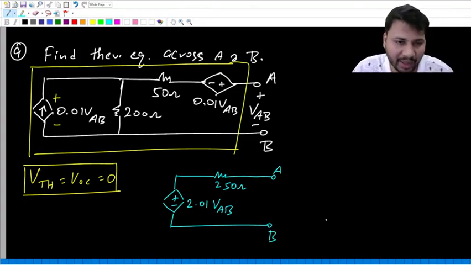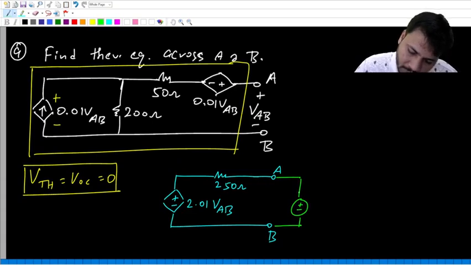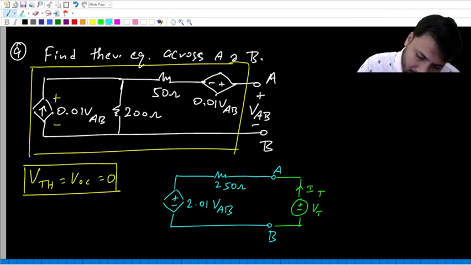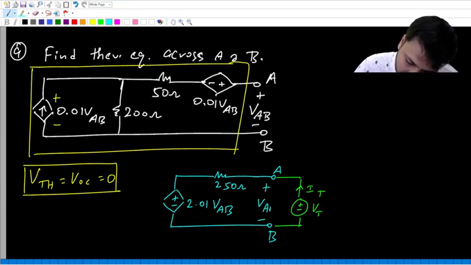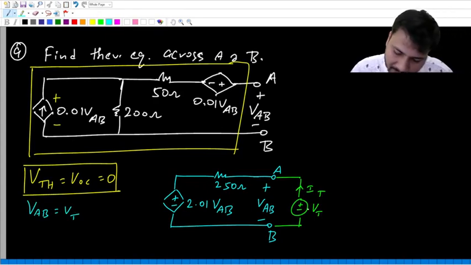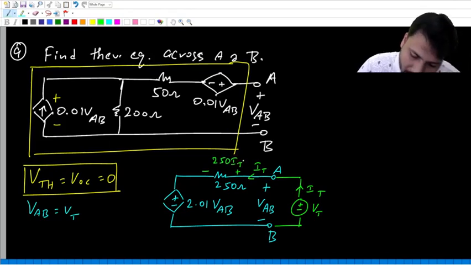connected between the 2 points A and B, and then we will connect a voltage source across this network. Let this current be IT. And by the way, this drop is VAB. Now what is VAB? Is it not same as VT? VAB is same as VT. Now what is this current? It is IT. So what is this drop? It is 250 IT.